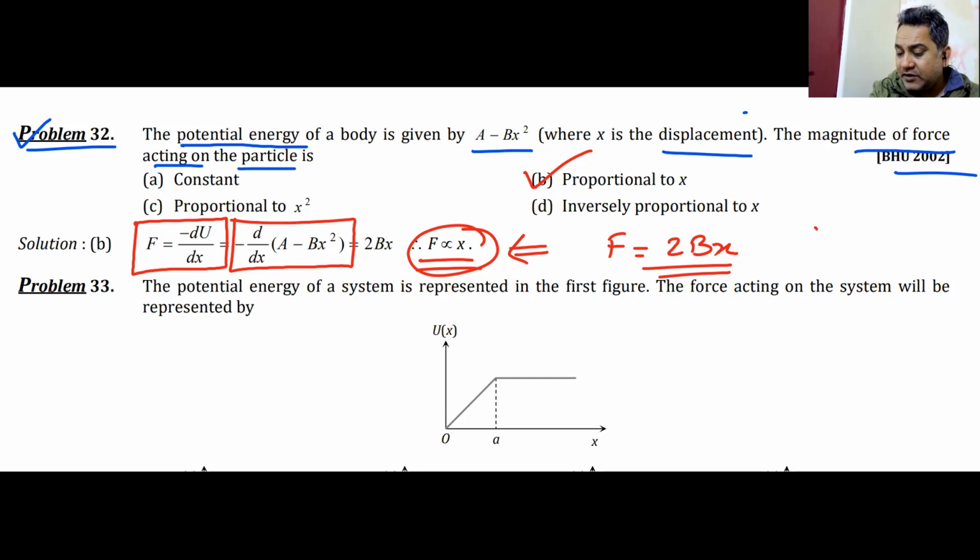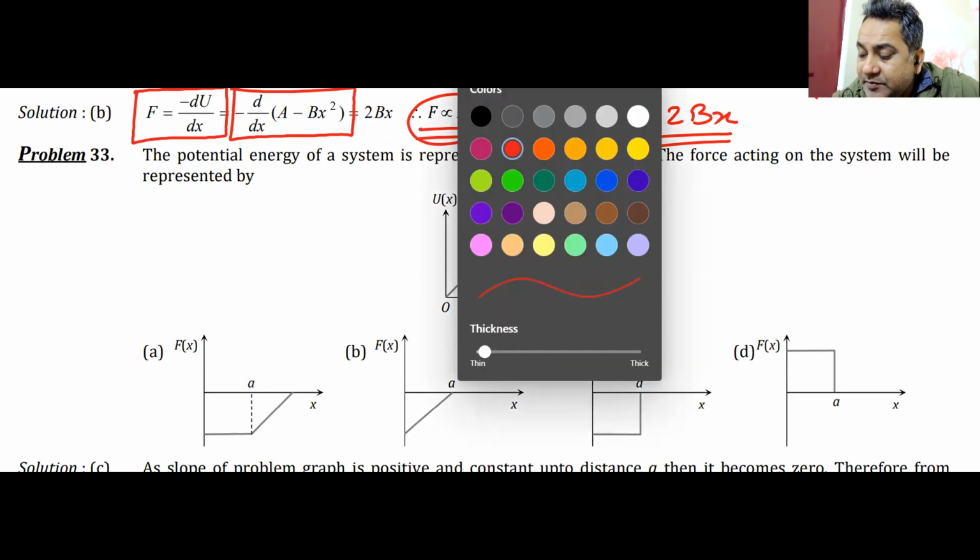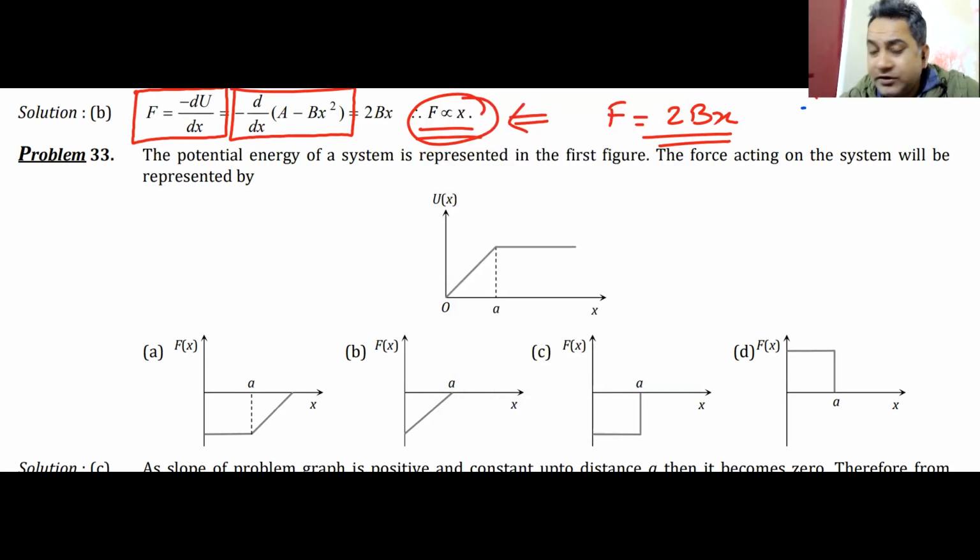I would be very happy now if you can solve this one, which is problem number 33, again from your notes. I will again mark the important points. Remember, you only get to read the question once, and you must get it correct. The potential energy of a system is represented by the first figure. So this figure tells us its potential energy. What is the force acting on the particle?